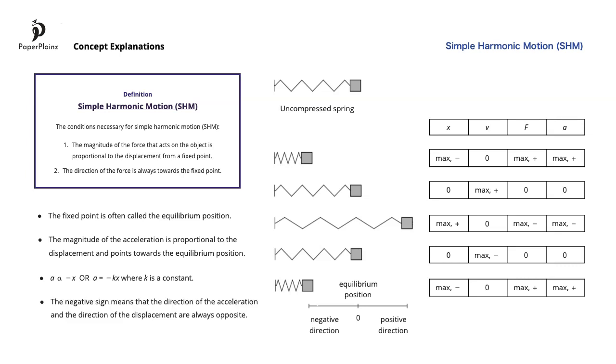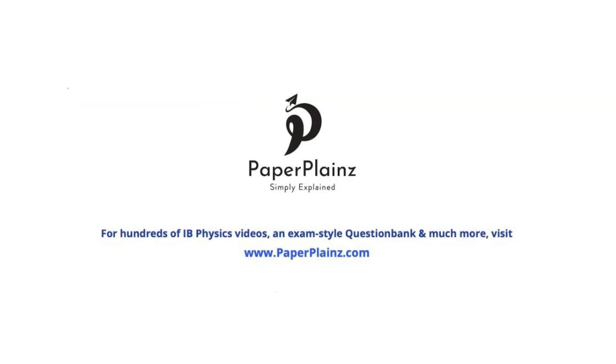What the negative sign in this equation means is that the direction or the sign of the acceleration and the displacement are always opposite. This completes our discussion of the basic concepts about simple harmonic motion. In the next video, we'll learn about different simple harmonic motion graphs.